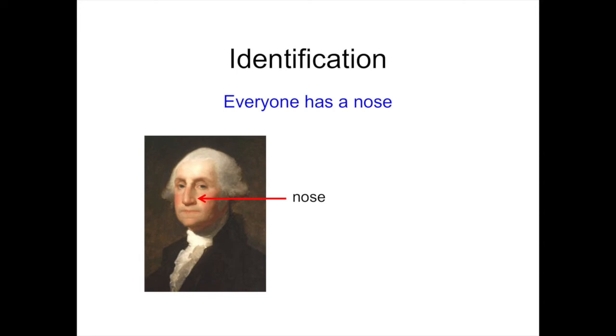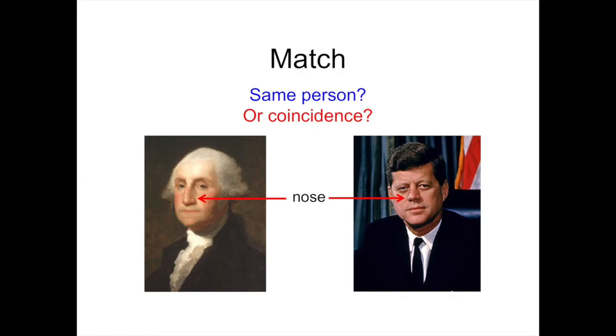Okay, so we could identify that anyone who has a nose must be the same person as this individual we're looking at, because that's a forensic feature. In fact, we can ask, is there a match? Is it the same person? Here are two presidents that have that in common. They both have a nose. They share a feature in common. That's a match. Are they the same person? Or maybe it's a coincidence.